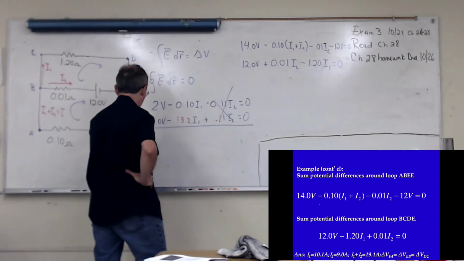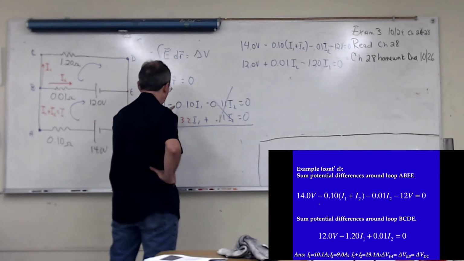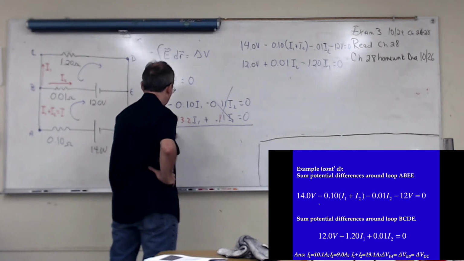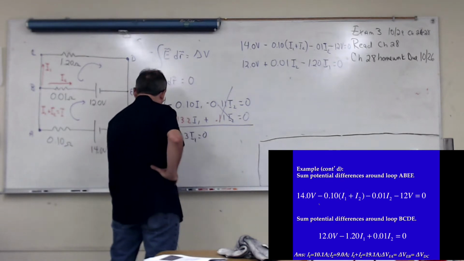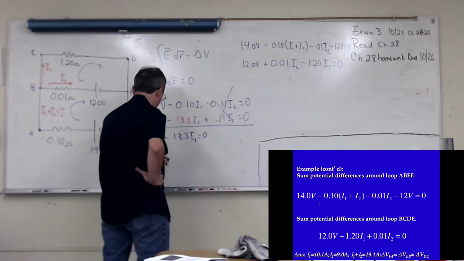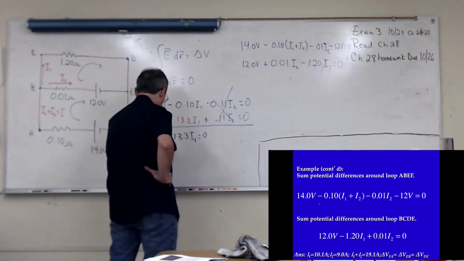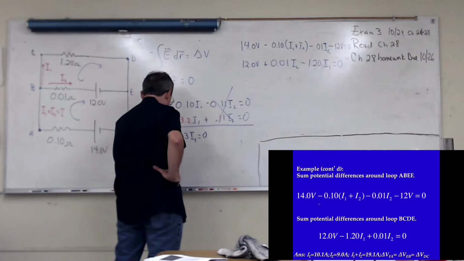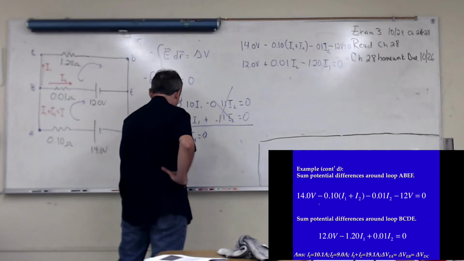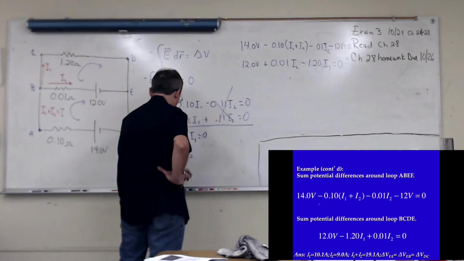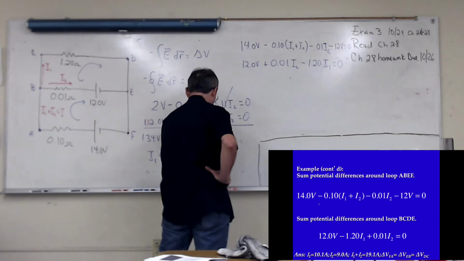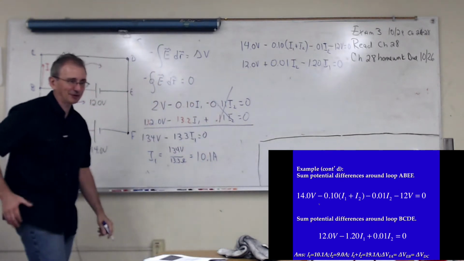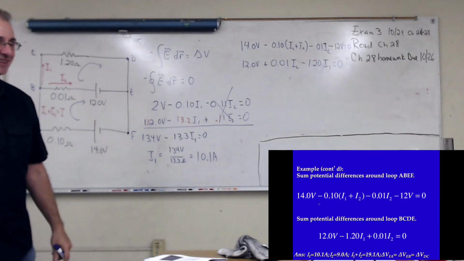This is 134. And what does this come out to be? So I1 is 134 over 13.3. And that comes out to be 10.1 amps. It's always easy for me to make a mistake on the board, so just check my math.